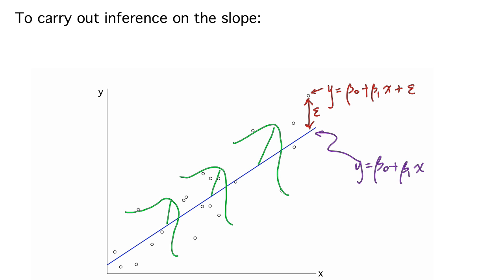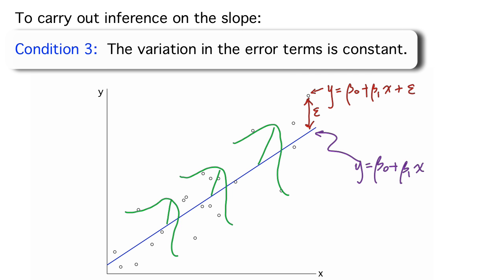Recall that our model is a straight line plus random noise, denoted by epsilon. As an illustration of the model, we have a line and probability distributions around it, representing the random distribution of the error terms, which shows how our data are randomly scattered around our line. Implicit in this model is the condition that the variation in the error terms is constant. That is, the variability with which the points are scattered around the line is the same regardless of the value of x. Or in other words, the spread of each of these probability distributions along the line should all be the same.